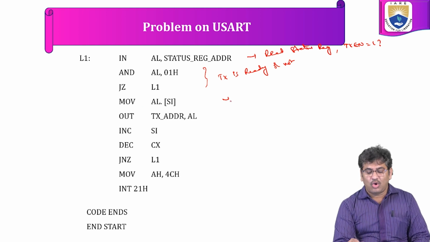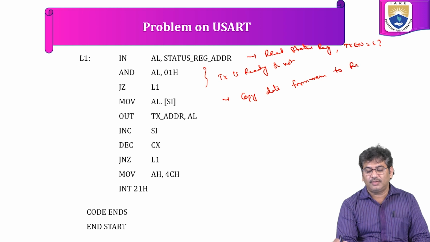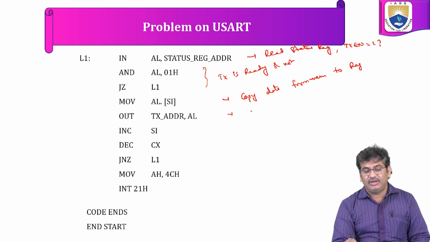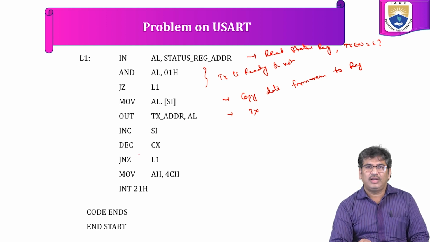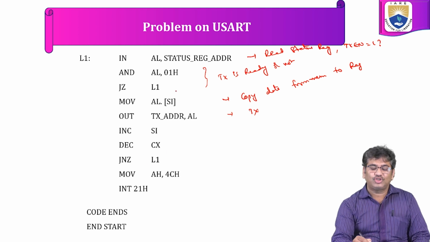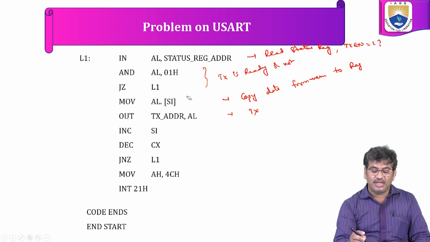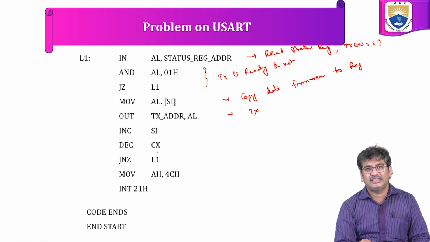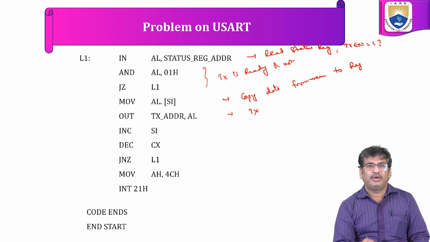When the transmitter is ready, copy data from memory to register. This is the first data. Then this data will be transmitted. Once the data is transmitted, one data is completed. So for moving to the next memory location, increment SI. As one data transaction is done, decrement the count. This loop has to be iterated 100 times, so for that we use JNZ L1. If CX is non-zero, that means some more data has to be transmitted. If CX is equivalent to 0, it indicates the entire transmission is done. So we can terminate the program by using INT 21H. Then we can end the program by ending the code segment, CODE ENDS, and END START.